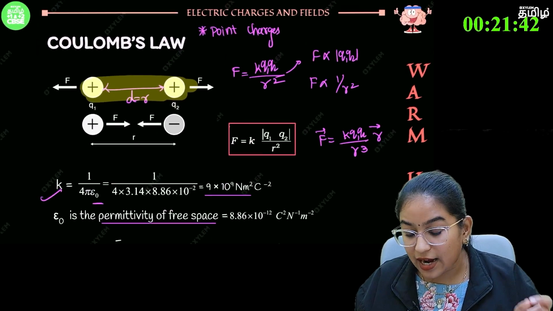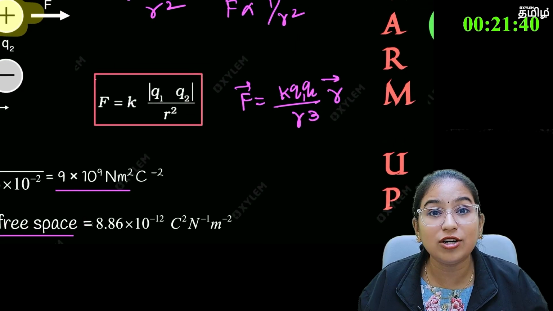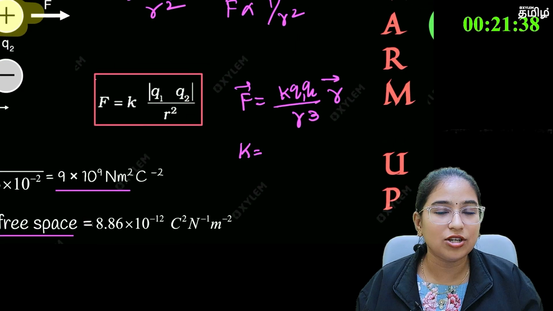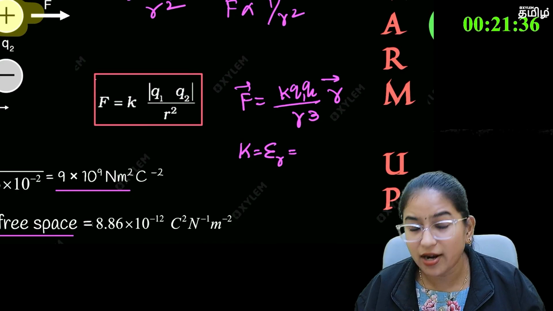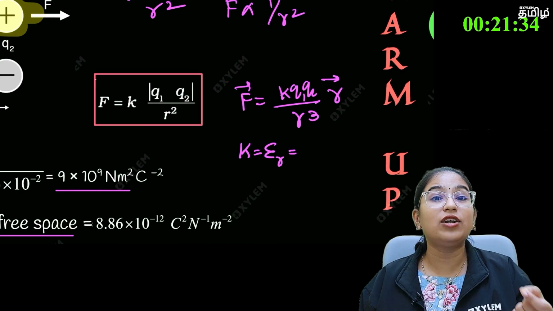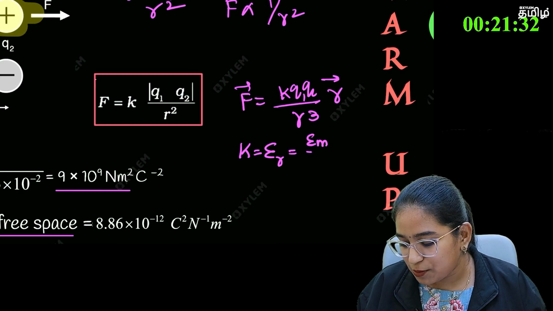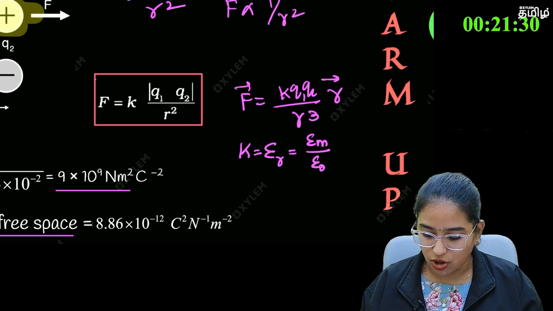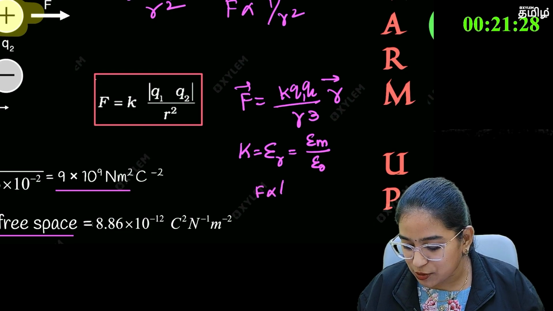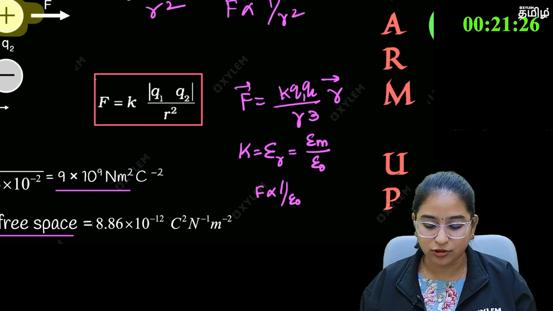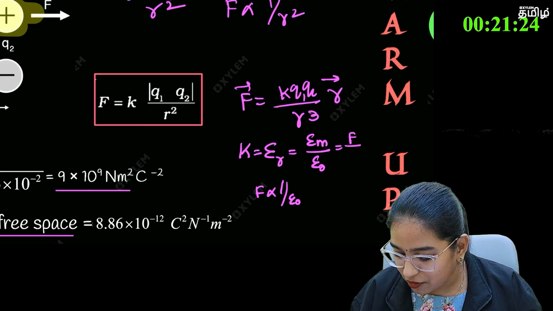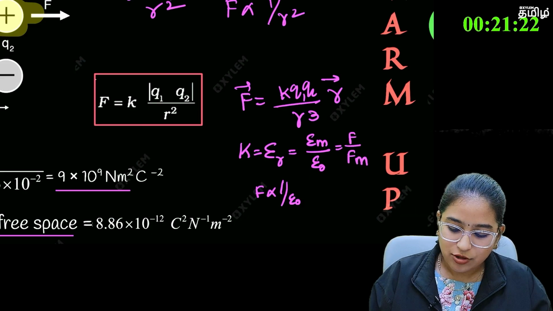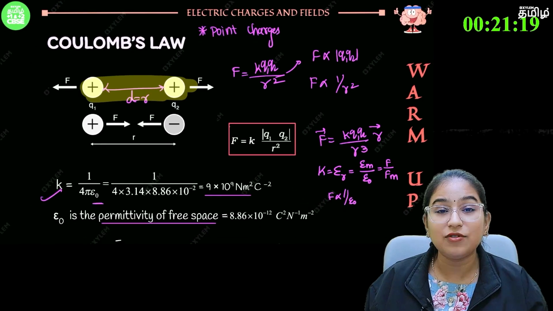Another important formula is the dielectric constant. Dielectric constant is nothing but epsilon r, the relative permittivity, which is epsilon m divided by epsilon naught. You have to understand that epsilon r is inversely proportional to the force F. So here it comes as F divided by F. This is the most important keyword you have to understand.